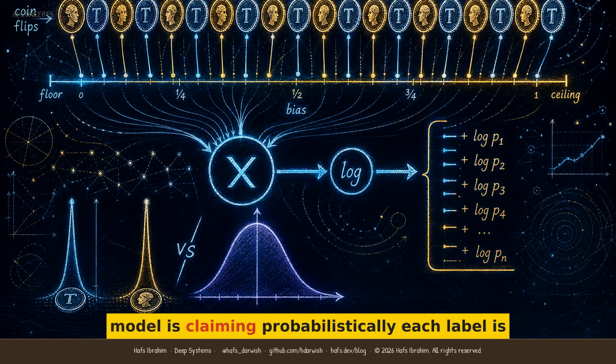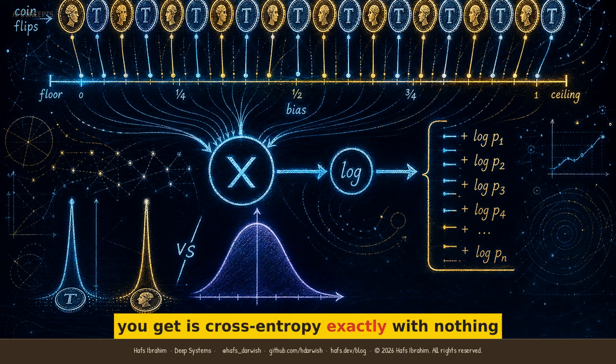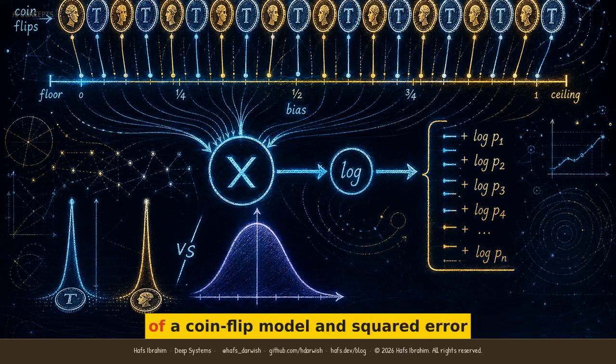Ask what your model is claiming. Probabilistically, each label is a single coin flip whose bias is the probability your model produced. Write down the likelihood of your entire dataset under that claim, take its logarithm to turn the product into a sum, and negate it so that smaller is better. What you get is cross entropy, exactly, with nothing added. So cross entropy is the negative log likelihood of a coin flip model, and squared error is the negative log likelihood of a bell curve model.